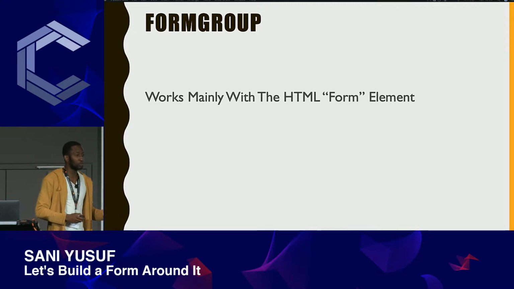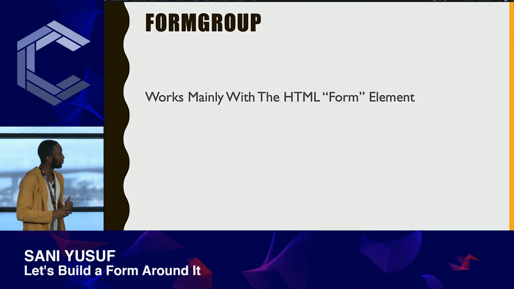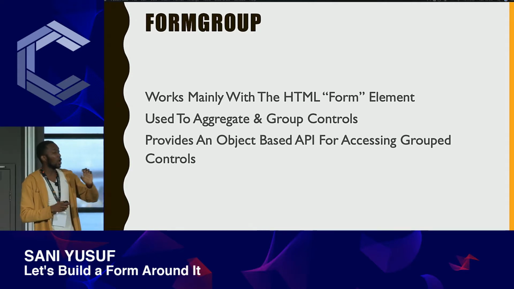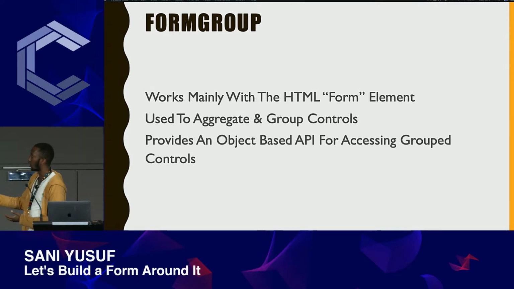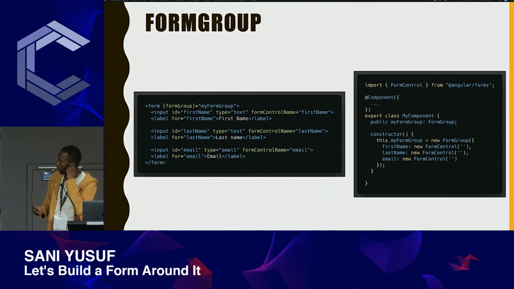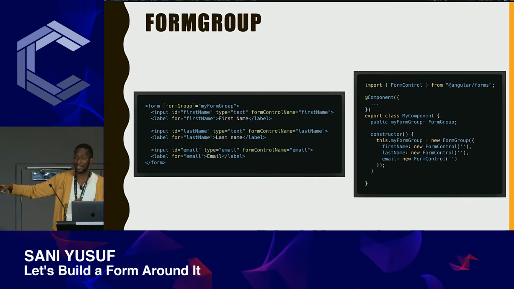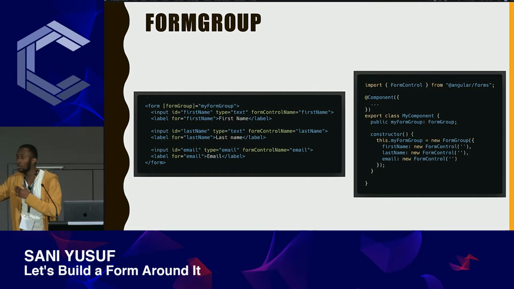And then you have the form group, which is the most popular one when you have a proper form element. You mostly work with it with the form element, and you use it to aggregate the group controls. It provides what I call an object-based API, so you access that particular form group like an object, to have a cascade of controls. But here's the thing. Let's have a look at the code here. We've associated the form group with the instance of that form group that we created in the class on the right-hand side, right? And you can see in that form group, we're creating children, first name, last name. Each of those is also a form control.